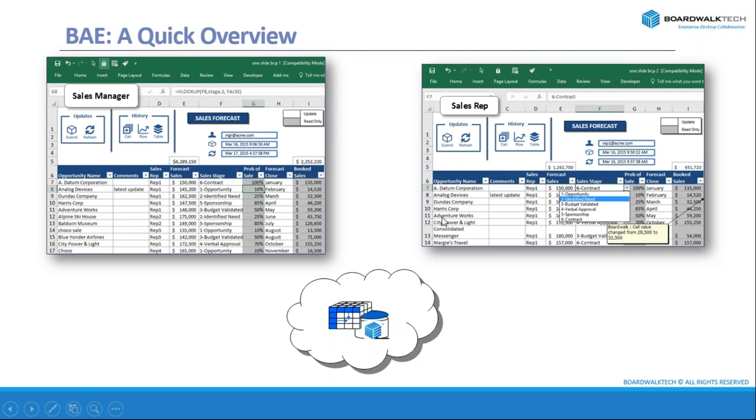So for example, if you look at the sales rep template here, you will see that the rows which belong to rep one are only those rows where in the sales rep column you have the value as rep one. While if you look at the sales manager template, you see that not only rep one records are present, but other reps, for example, rep two, three, four, et cetera, which are reporting to this particular manager, those records are also present.